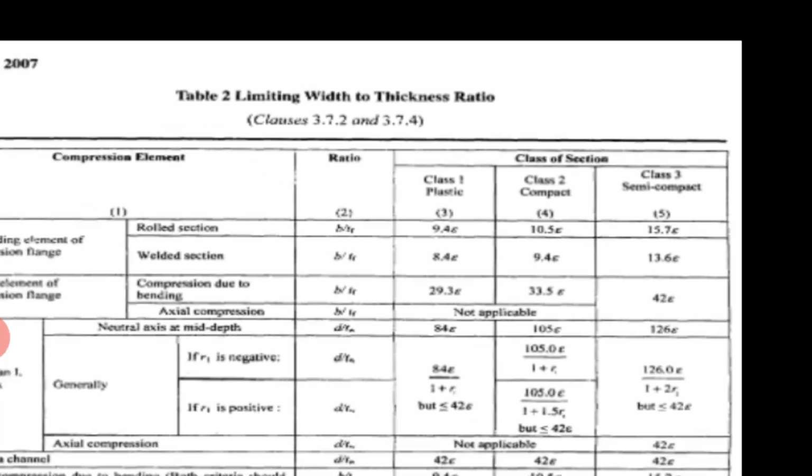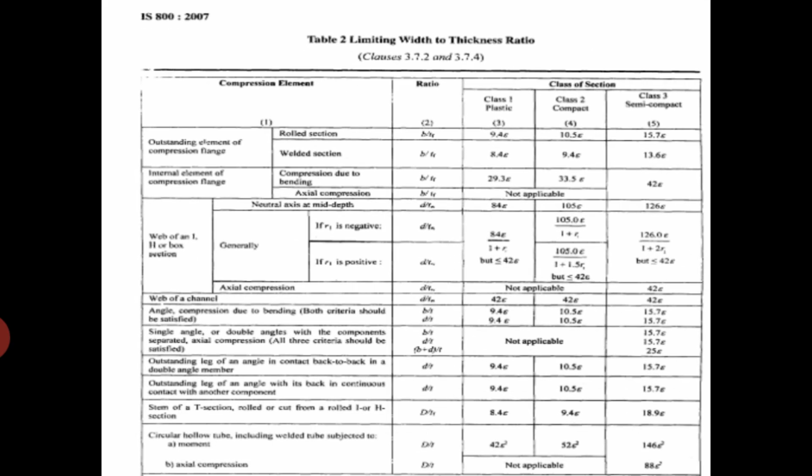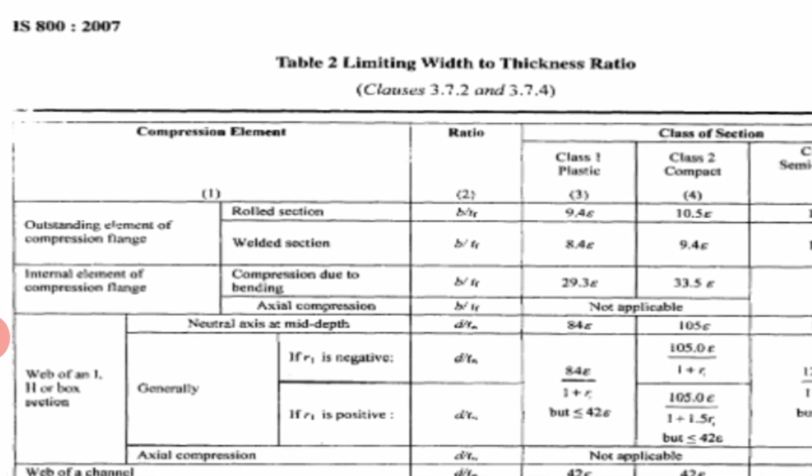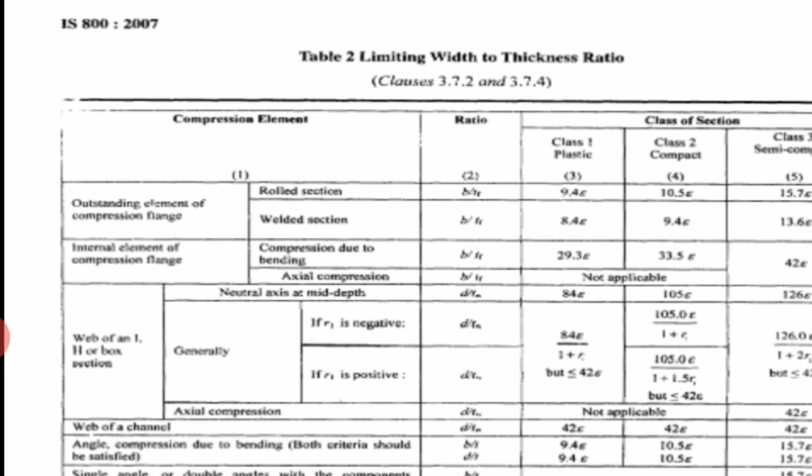Suppose an element fails to meet the class 3 limits, it should be considered as class 4. Even different elements of the cross section can belong to different classes. In such cases, the section is classified based on the least favorable classification. So various width to thickness and depth to thickness ratios are given, for the compression element, rolled section, welded section, and compression due to bending. Various limits are given.